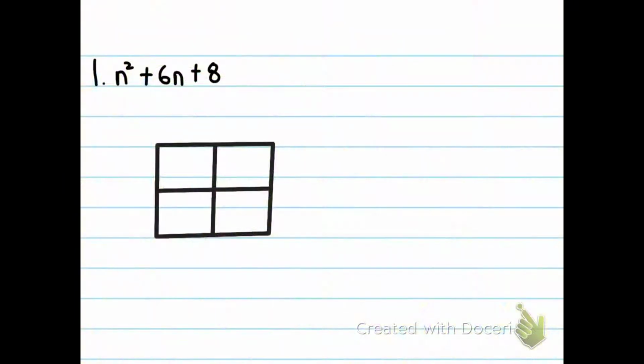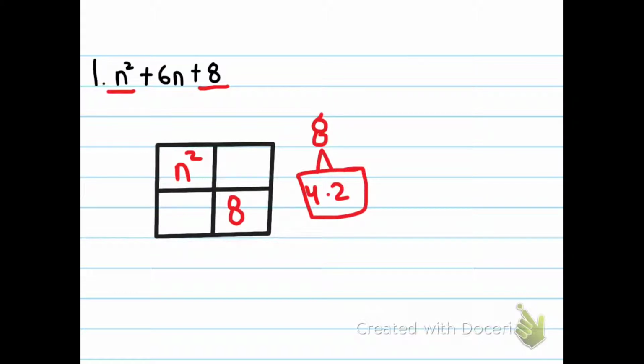So here we go. A quick reminder, remember you have to take the first term and last term and put it in the box. So n squared and then 8, and then you multiply the both coefficients together, so 8 times 1 is just 8. And now we have to look at our factored pairs. So 4 times 2 is the factored pair that we'll use. So 4 plus 2 equals 6, so that's how you know that's the factored pair we're going to use.